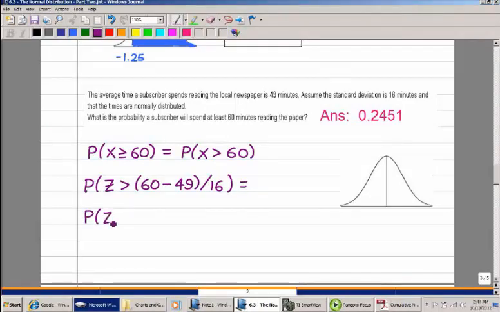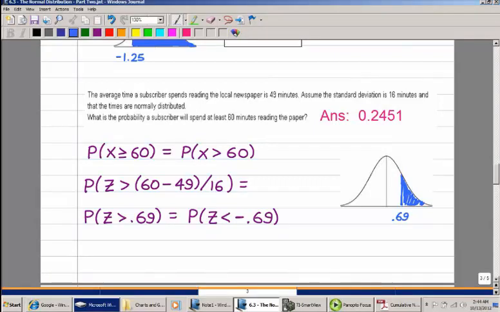All right, greater than, I'm going to use symmetry. In other words, I'm going to flip it over and make it negative 0.69. Now I'm going to draw it here real quick, just a quick 0.69. Now these drawings aren't mandatory, but they can be helpful.